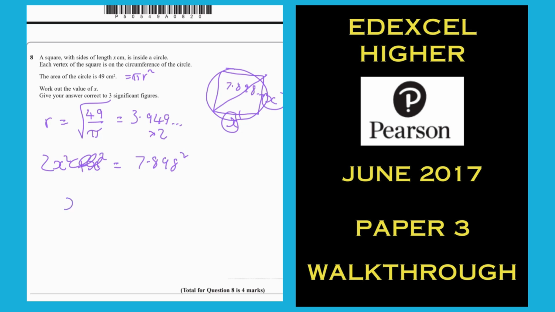So what do we need to do to find x? Take your 7.898 squared, divide it by 2, and then square root your answer. 3 sig figs, what did I get? 5.585, which rounds off to 5.59.